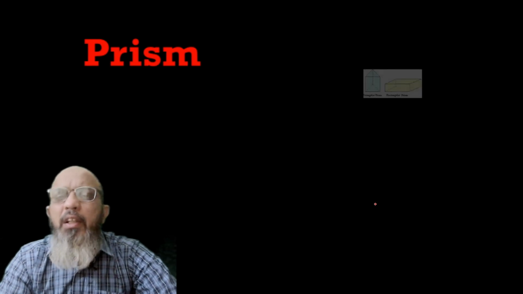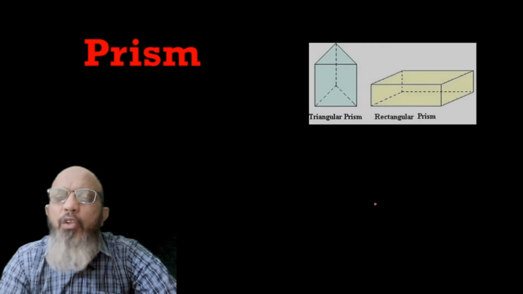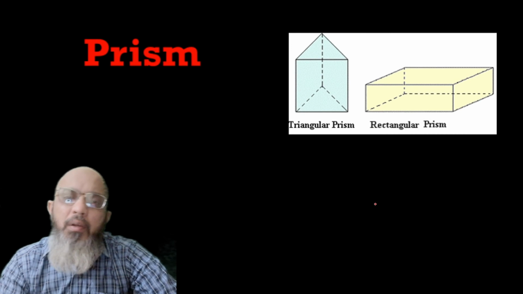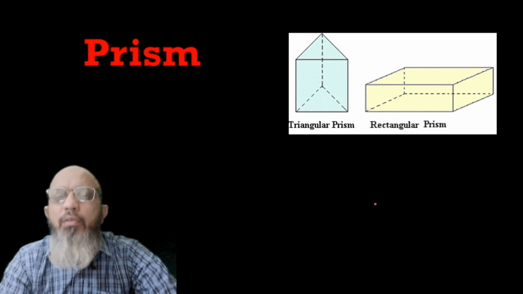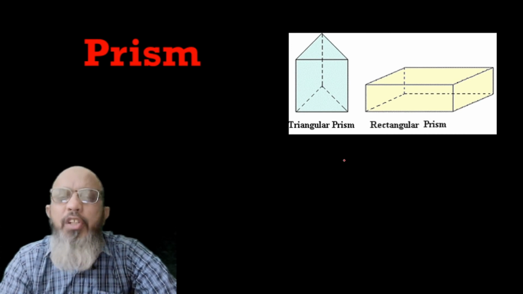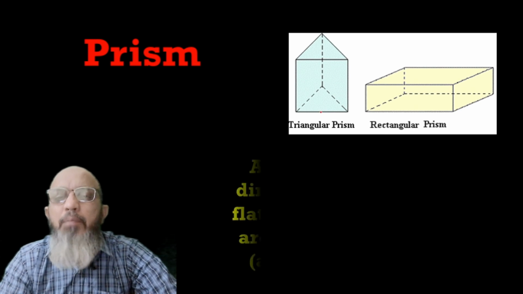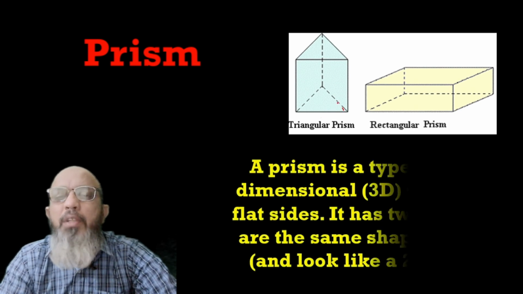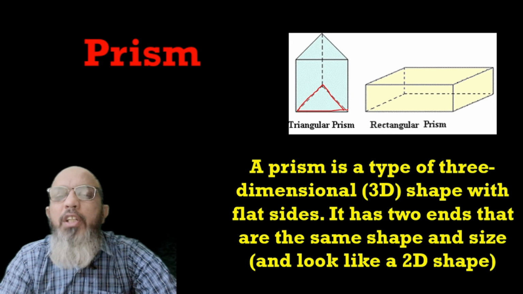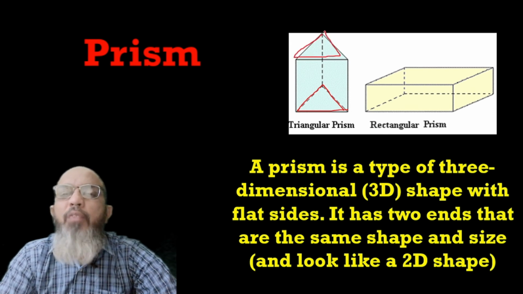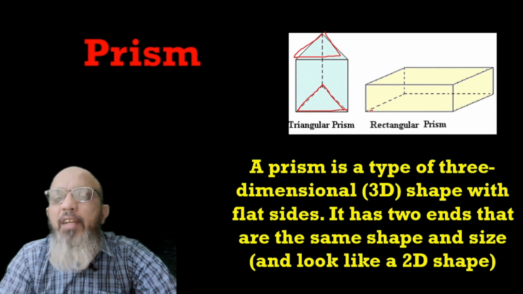So now what comes next? The next one is the prism. There are different types of prisms. You will study them in higher classes, but for now you have to study just two or three shapes, the basic shapes. That is a prism's basic shape. That is a triangular prism. Why is it triangular? Because it has a triangular base, it has two triangular faces, right? And why is it a rectangular prism? Because it has a rectangular base.